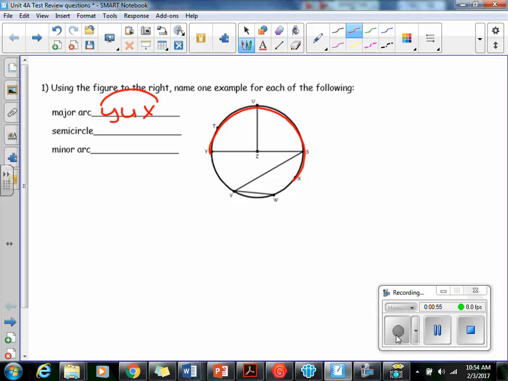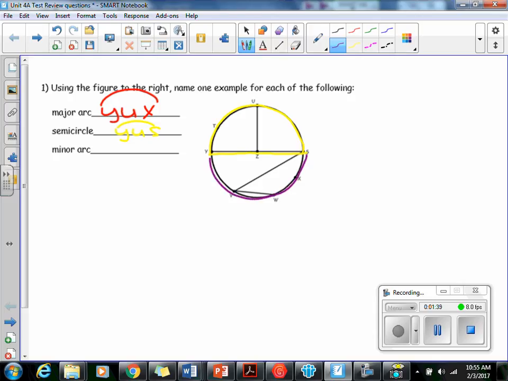A semicircle is exactly half of a circle. The easiest way to find a semicircle and know you've got a perfect semicircle is to identify your diameters. The diameters are always going to give you two semicircles. Your diameter is segment YS right here. So your first semicircle can be up here, arc YUS. Then you have another one. The one down here on the bottom is also a semicircle.